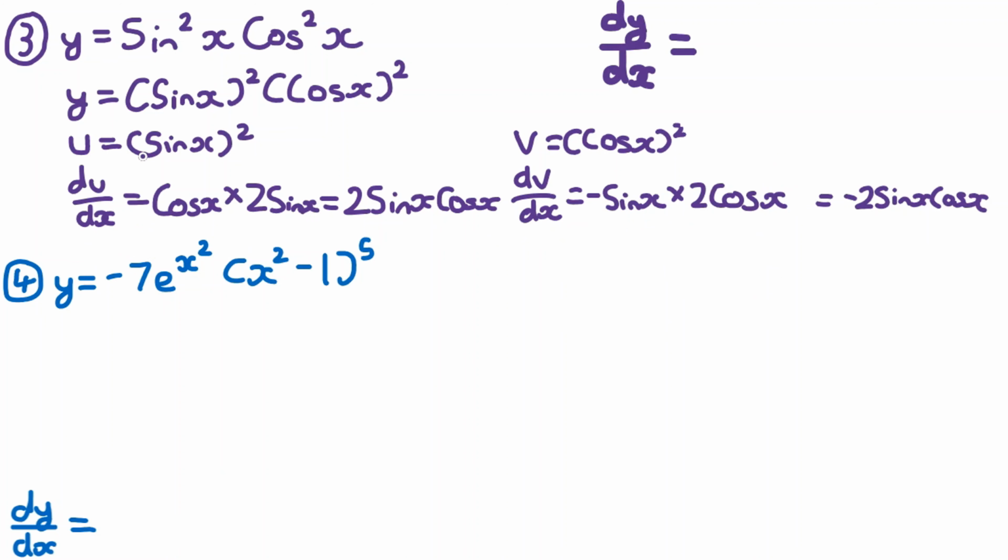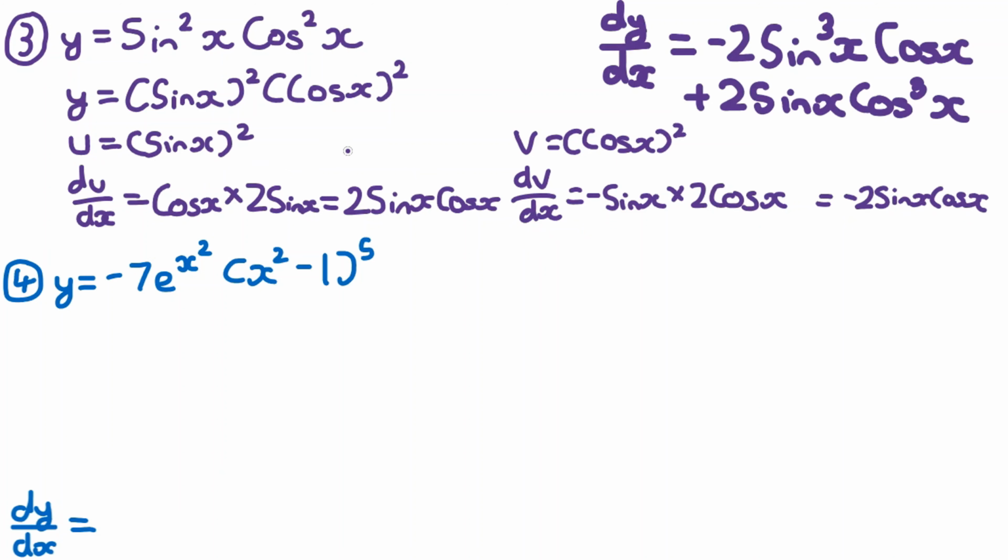dy over dx is going to be u multiplied by dv over dx, so minus 2 sin x cos x multiplied by sin x squared. So this is going to be minus 2 sin to the power of 3 x cos x, as we've got sin x to the power of 2, and then sin x here, and then cos x. And then it's going to be plus v multiplied by du over dx. So 2 sin x cos x multiplied by cos x to the power of 2. This is going to be 2 sin x cos x to the power of 3.